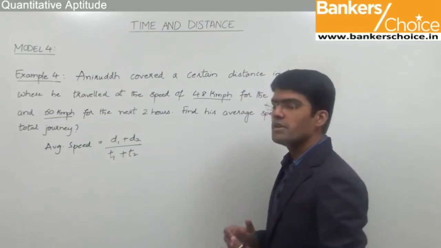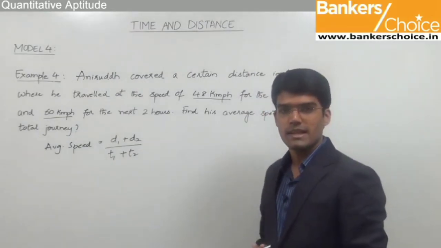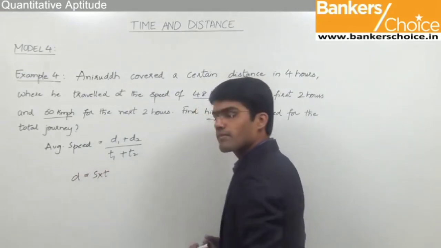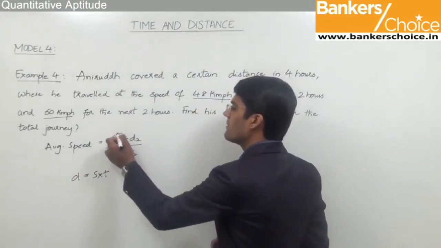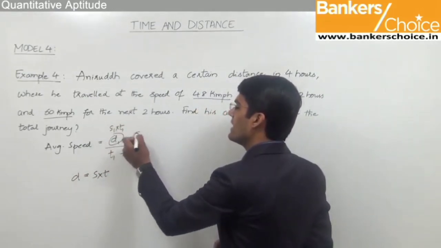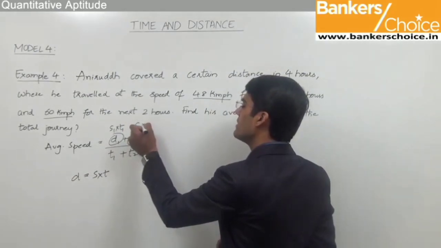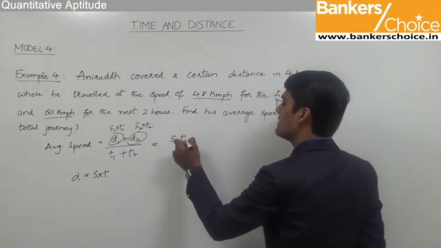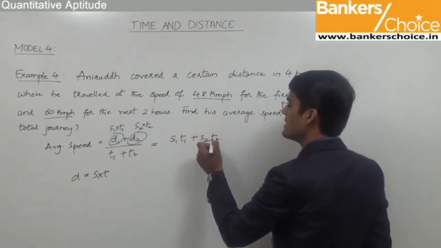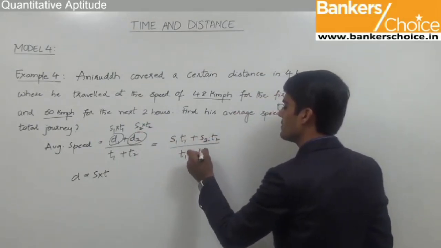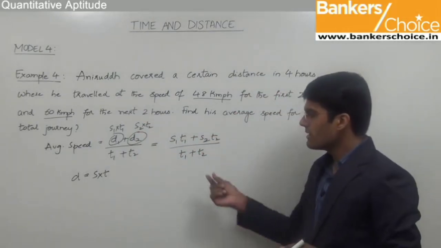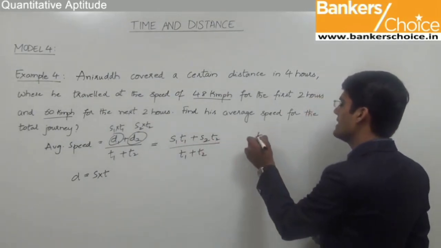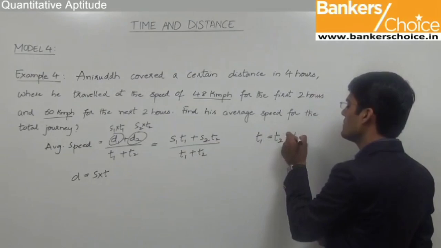So let us try to substitute the distance in terms of speed and time. We know that distance is equal to speed into time. So d1 here will be equal to s1 into t1 and d2 will be equal to s2 into t2. So we can say that the average speed will be s1 t1 plus s2 t2 divided by t1 plus t2. But as given in the question, both the time intervals t1 and t2 are equal. So let us assume that t1 is equal to t2 is equal to t.